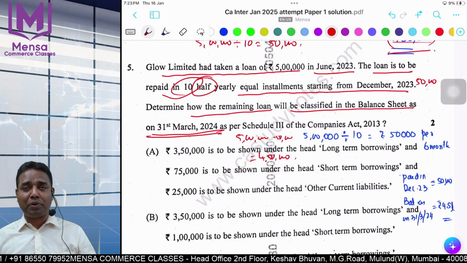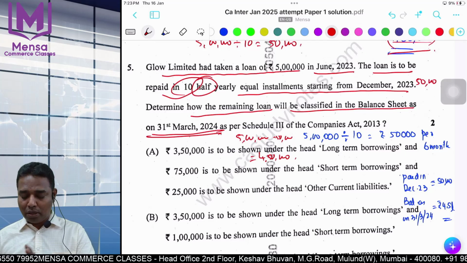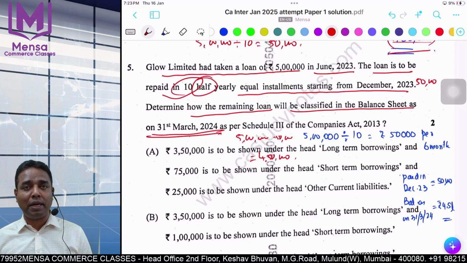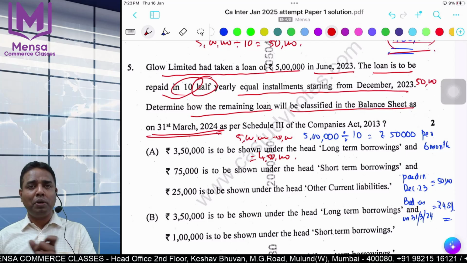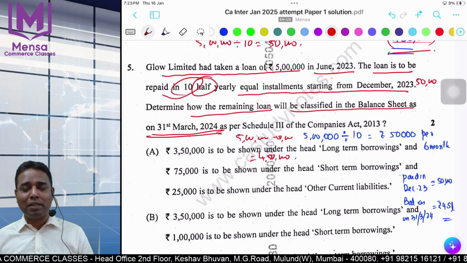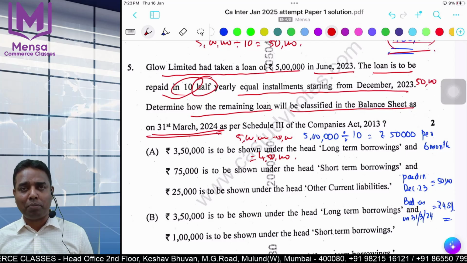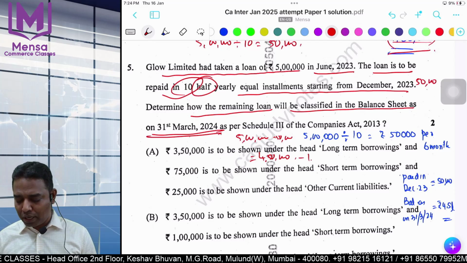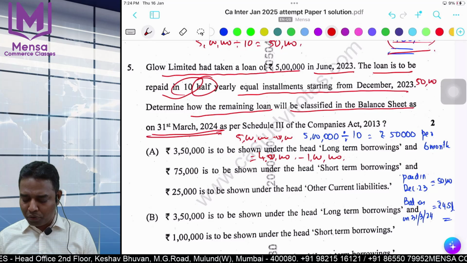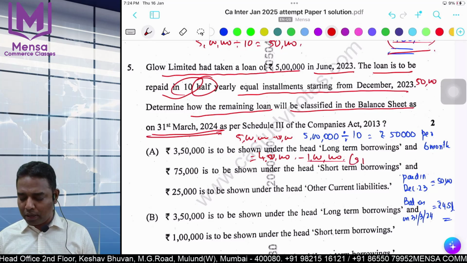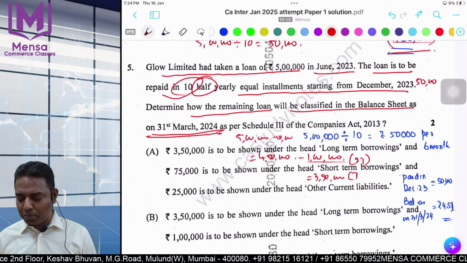So out of 4,50,000, 1 lakh will be due in the coming year 24-25. That is, in June 2024 one installment will be due, and in December 2024 another installment of 50,000 will be due. Total 1 lakh due is in the next 12 months. So that will be a part of short-term borrowings, and the remaining 3,50,000 will be part of long-term borrowings.